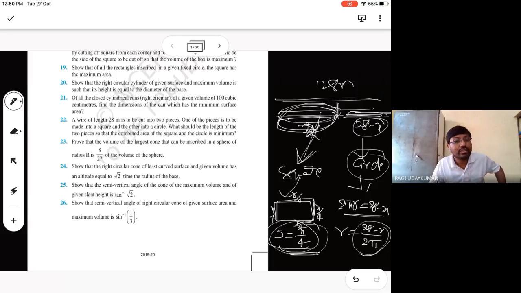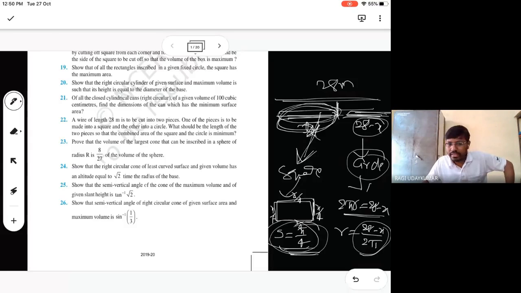So that is nothing but x square by 4 and x square by 16. And the area of this one is nothing but pi r square. R is given to you as (28 minus x) by 2 pi. Pi r square, simplify r square completely. Everything you get will be in terms of x. After getting it in terms of x, differentiate with respect to x, dA by dx.